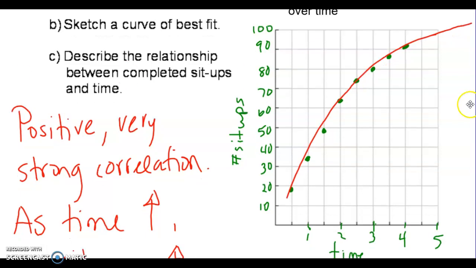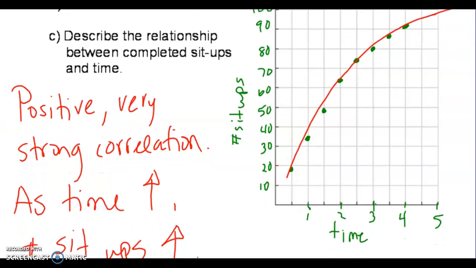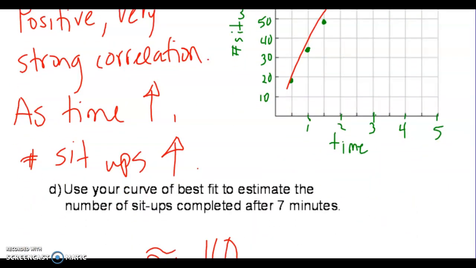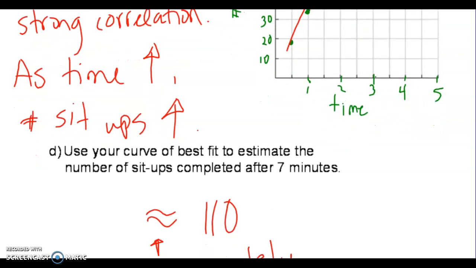If I were to describe this relationship, I'm going to use the same knowledge base that I have for linear relationships. I can see my curve is curving upwards to the right, so I'm going to say that that's positive, just like I would for a straight line. Okay, my points are very close to the line, so I'm going to say that this is positive and very, very strong correlation. And if I describe the relationship, as time increases, the number of sit-ups that I have completed also increase. Okay, the more time that goes on, the more sit-ups are completed.